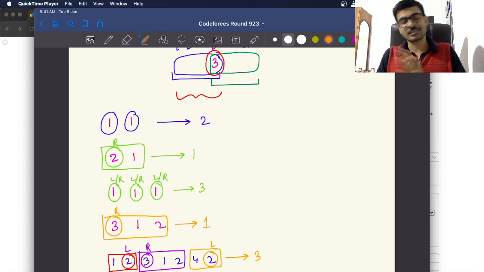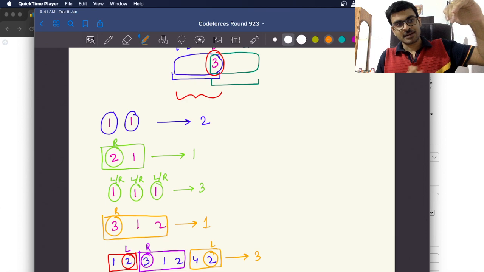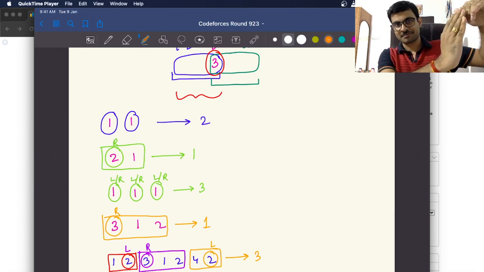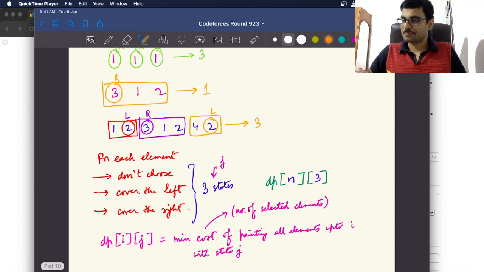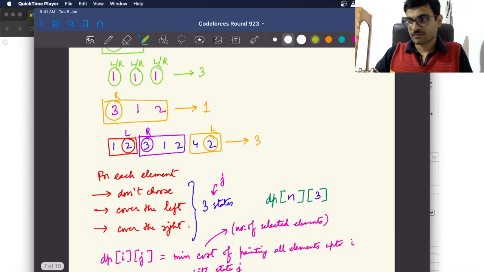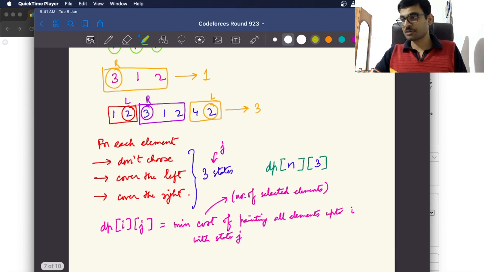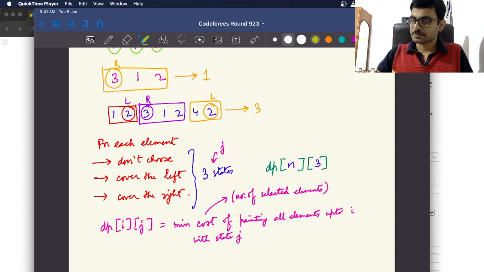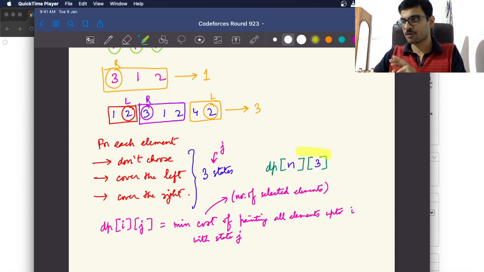Dynamic programming tells us that at every step, take all the possibilities and move ahead. For that, I'll proceed with this: for each element, you have these 3 possibilities, in red, the part that I've written. Either you don't choose the element, or you cover the left, or you cover the right. We already know this. These are the 3 possibilities, and based on that, I can form this kind of a DP state.